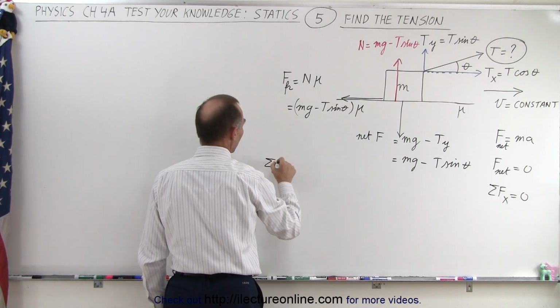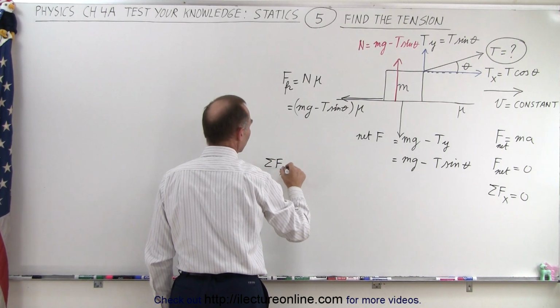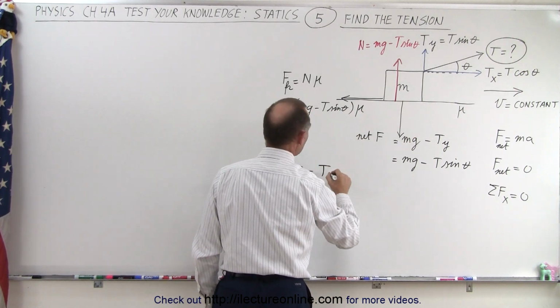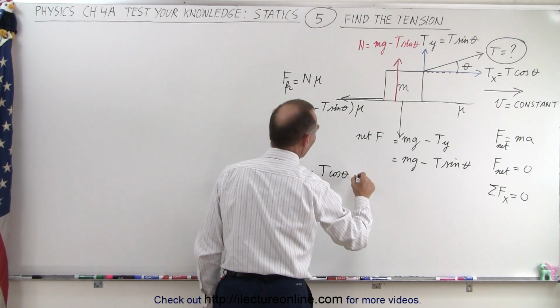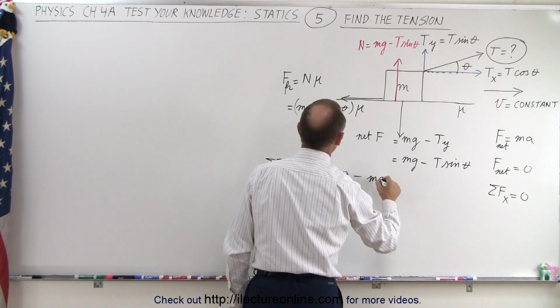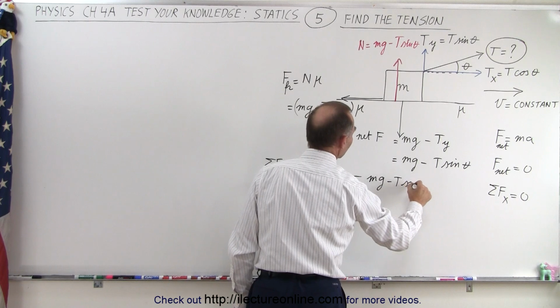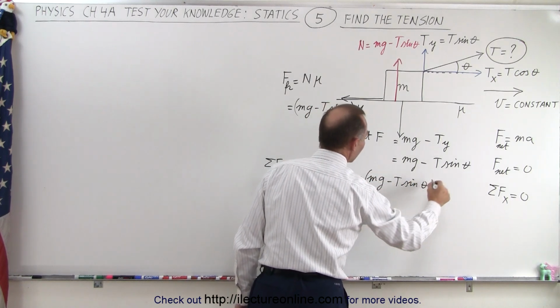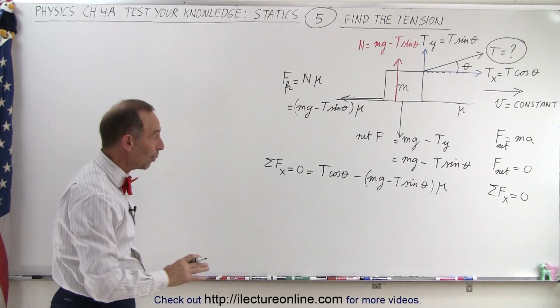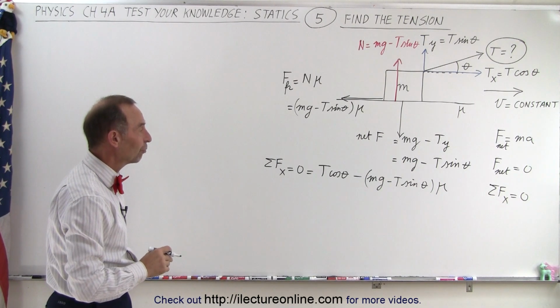So the sum of all the forces in the x direction adds up to 0, which means that T sub x, which is T cosine theta pulling to the right, minus the friction force, which is mg minus T sine of theta times mu, added together must equal 0. And now we have to solve this equation for T.